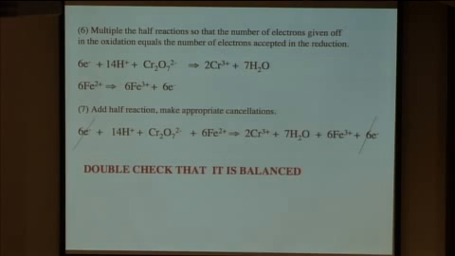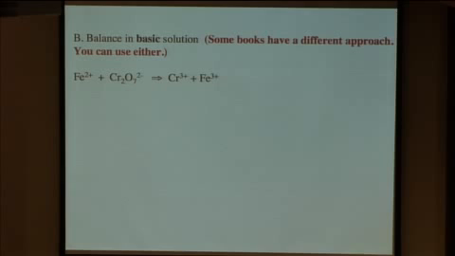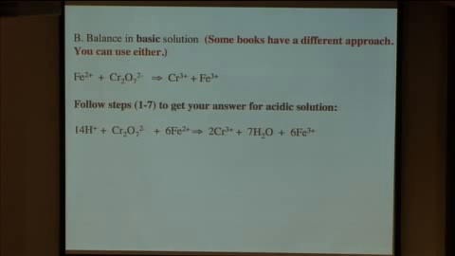And this was in acidic solution. So we should have, again, this number and a charge of plus 24 on each side. Double check, make sure it's correct. So that was acidic solution, and we ended up with an equation that had H pluses in it. You can also be asked to do it in basic solution. And again, books have different approaches here.